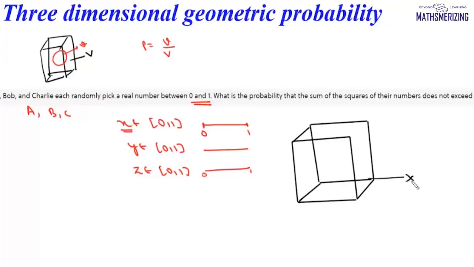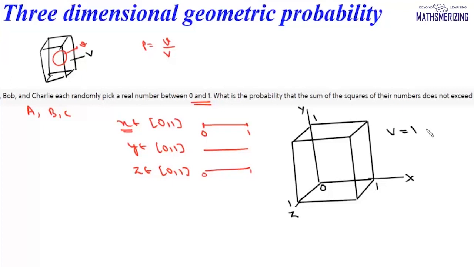Say this is x, this is y, and this is z. Now x can take any value from 0 to 1, y can take any value from 0 to 1, and z can take any value from 0 to 1. And all the possible combinations of x, y and z are represented by points lying on or inside this cube of volume 1 unit. So the volume of this cube is simply 1 cubic unit.